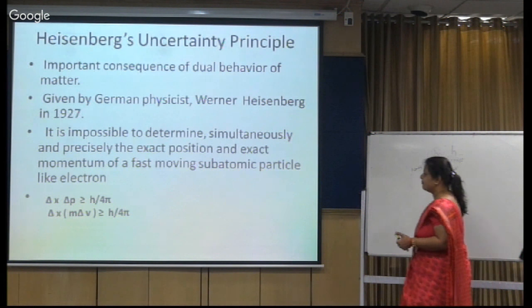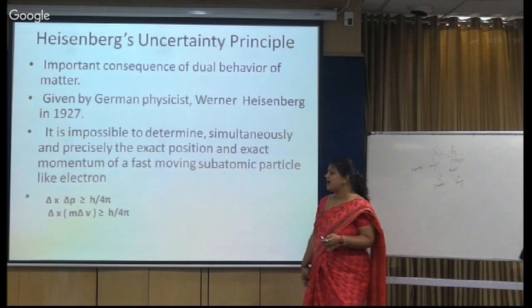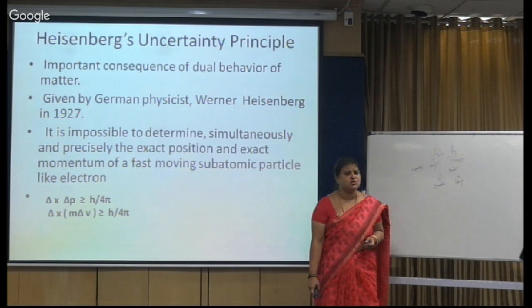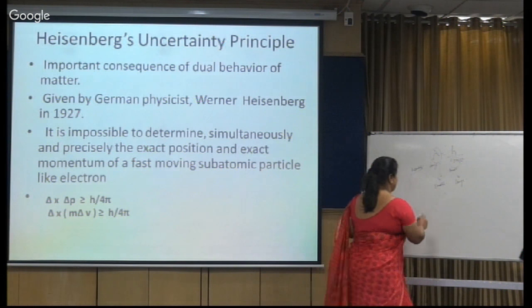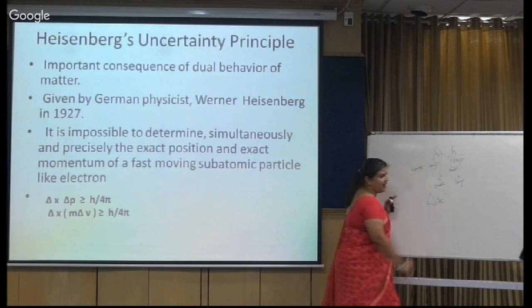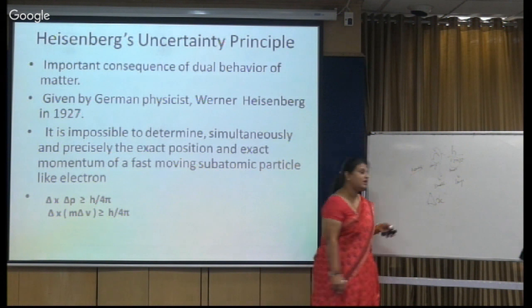And so he gave this relationship: delta x, the uncertainty in position, into delta p, the uncertainty in momentum, is greater than or equal to h by 4 pi. Momentum is nothing but mass into velocity. Since mass cannot be uncertain, it has to be a fixed, known value, so mass into uncertainty in velocity is greater than or equal to h by 4 pi.